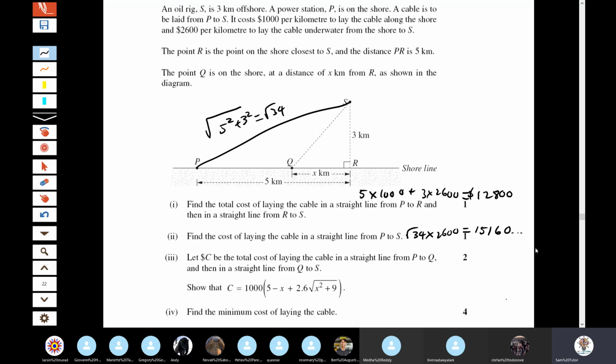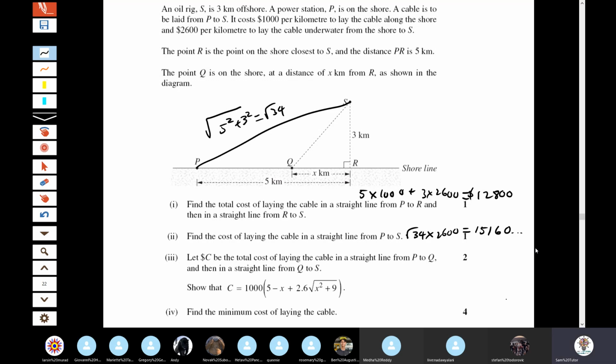Let C be the total cost of laying the cable in a straight line from P to Q and then from Q to S. Show this. Look at the show. Keep looking at it. And now think of P to Q. What value is P to Q? Now look at the show. And then what's Q to S? What is it? Square root of x squared plus 9. Keep looking at the show. I've trained you guys enough by now, I hope, to keep looking at the show.